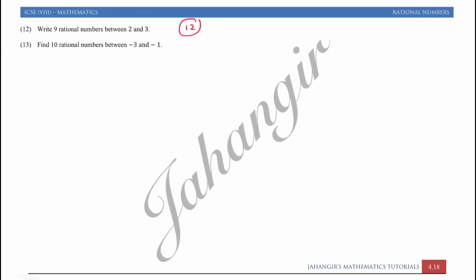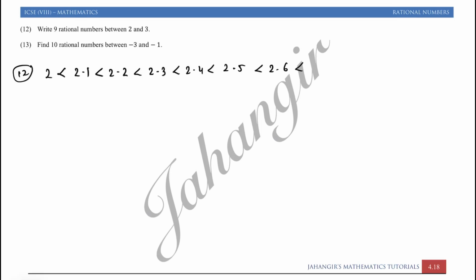In the 12th question we have to put 9 rational numbers between 2 and 3. So for 9 rational numbers, 2 less than 2.1, less than 2.2, 2.3, 2.4. Let us start from the beginning. Here I can write 12. 2 less than 2.1, less than 2.2, less than 2.3, less than 2.4, less than 2.5, less than 2.6, less than 2.7, less than 2.8, less than 2.9, less than 3.